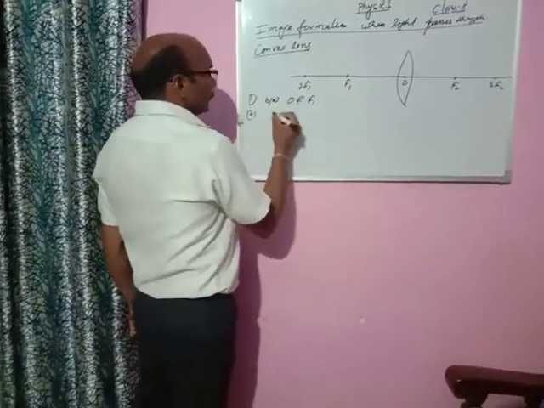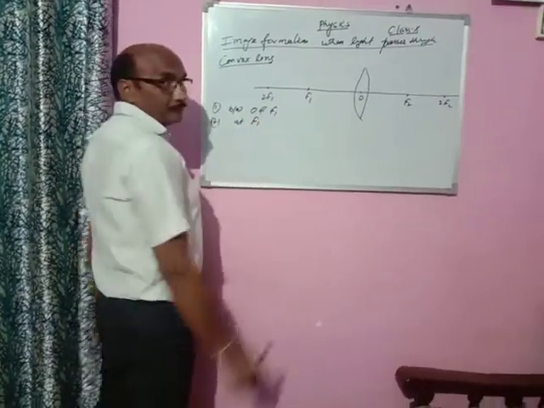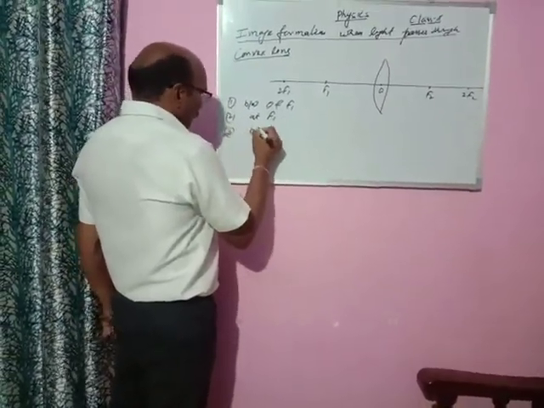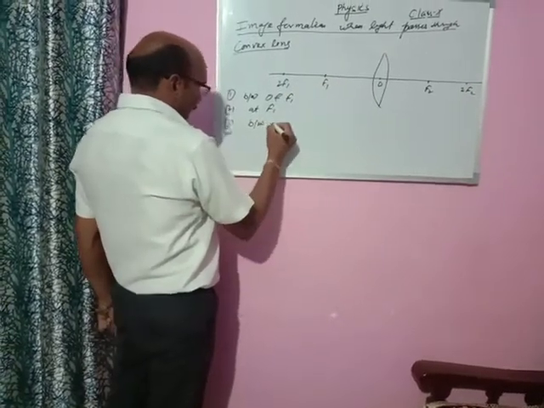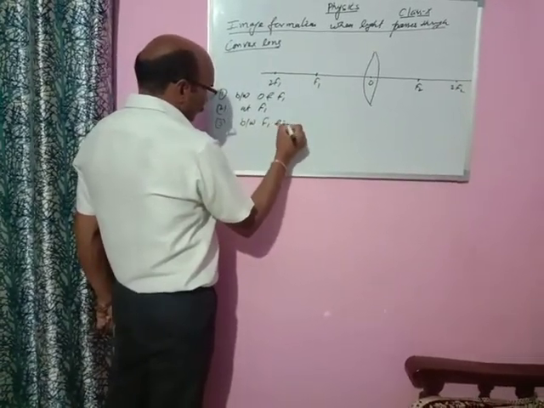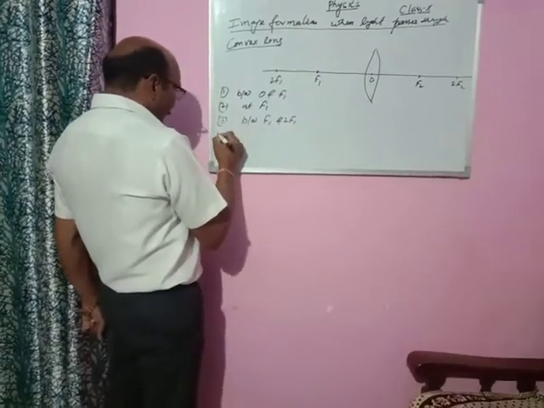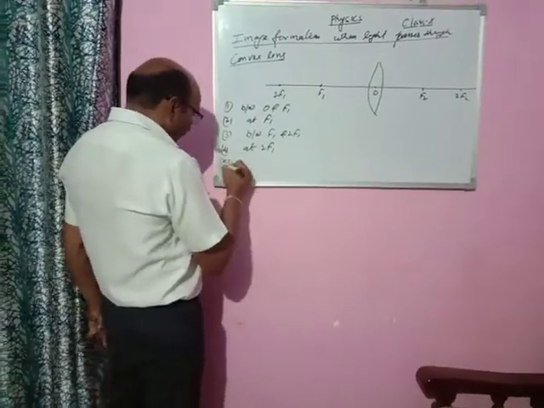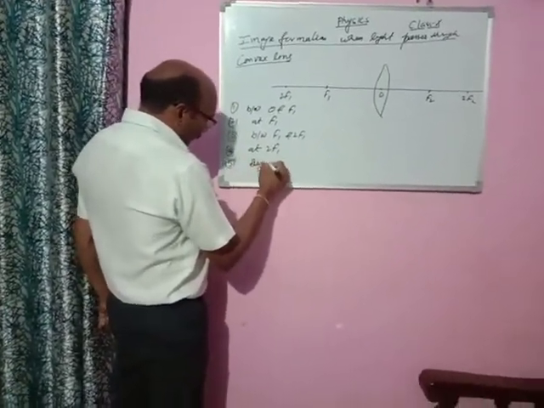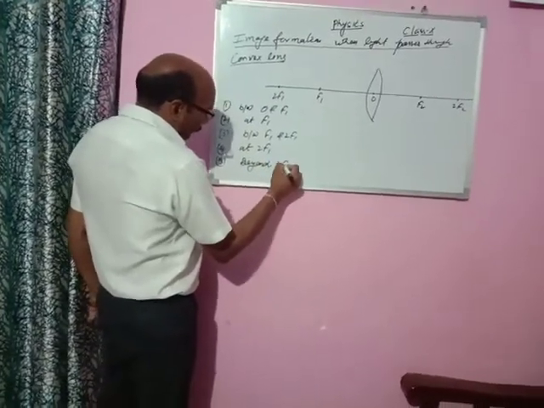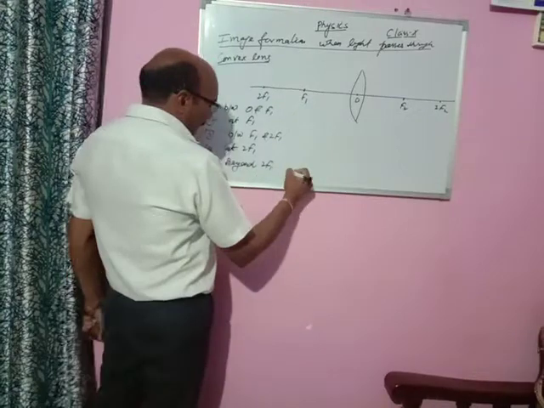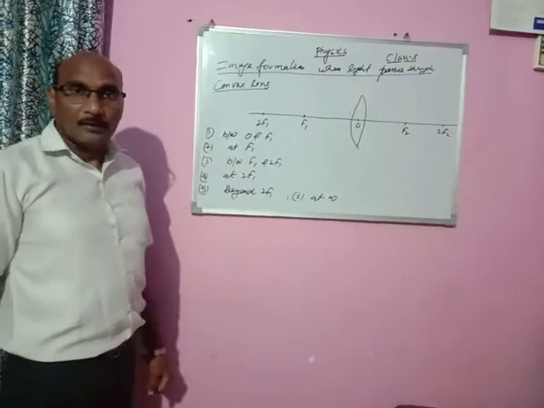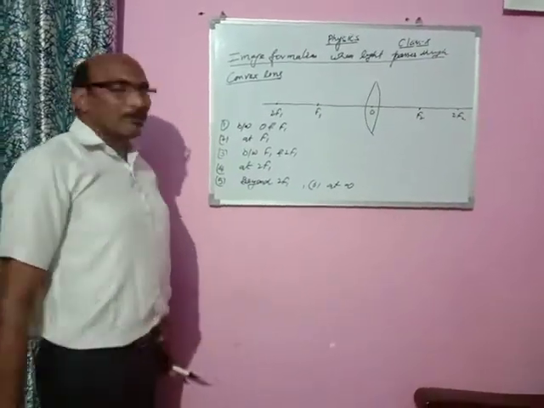Condition number 2, at F1. Condition number 3, between F1 and 2F1. Condition number 4, at 2F1. Condition number 5, beyond 2F1. And the last, condition number 6, is at infinity. So we will discuss all of these one by one.